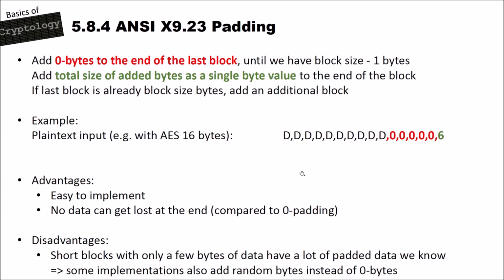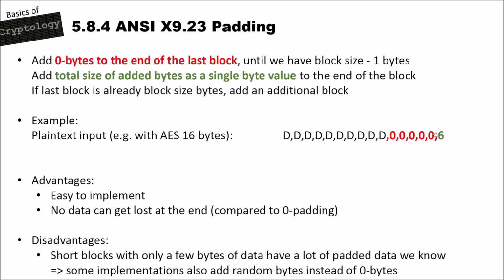Now let's have a look at the ANSI X923 padding. This padding adds 0 bytes to the end of the last block until we have block size minus 1 bytes. And it adds the total size of added bytes as a single byte value to the end of the block. And if the last block is already of block size bytes, add an additional block. Here's an example again. Let's think we have these D data bytes, then we add zeros after these, and then we count how many bytes we padded. In our case, this is 1, 2, 3, 4, 5, 6. So we add the 6 here.